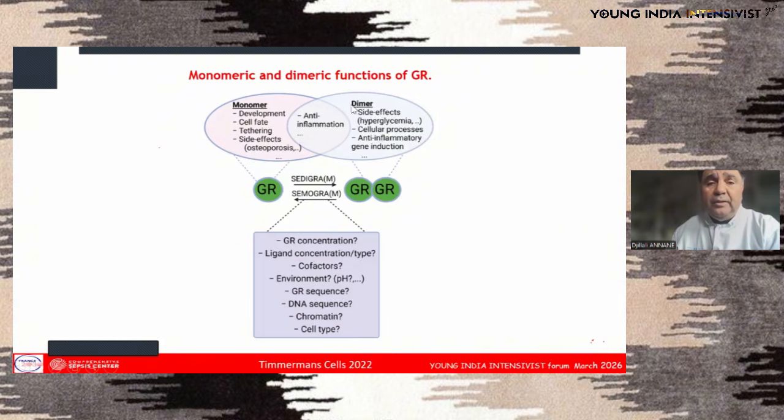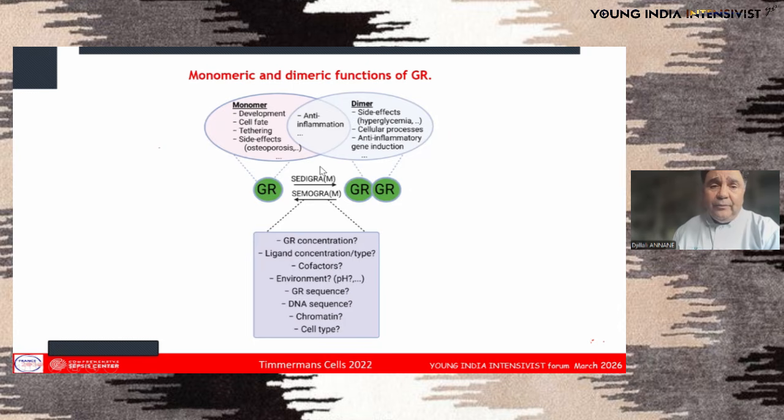This is also an important message about understanding the role of the glucocorticoid receptors. There are many forms of the glucocorticoid receptors. The two main ones are the monomer form and the dimer form. The monomer form is known to be mainly involved in development, in cell phase, in tethering, and is also associated with many side effects, around osteoporosis, for example. The dimer is more involved in the cellular processes and in anti-inflammatory gene induction. And also in terms of side effects from glucocorticoids, it may be the driver of metabolic consequences like hyperglycemia, for example. So there are new agonists that specifically bind to the monomer form or to the dimer form.